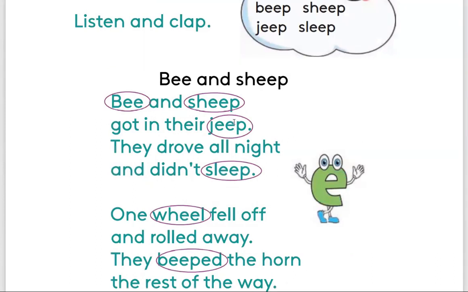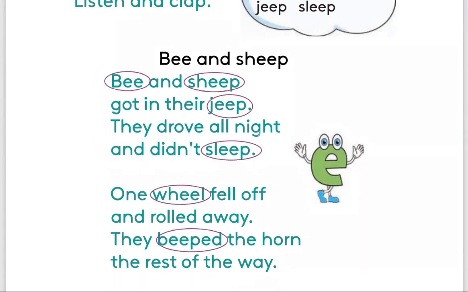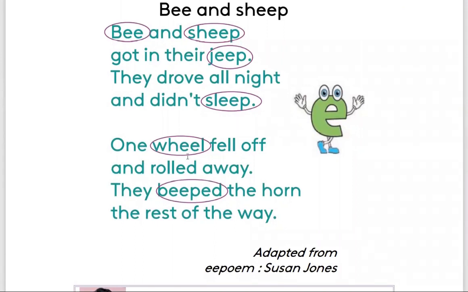Bee and sheep, they were two friends. There were two friends called Bee and Sheep. Bee and sheep were friends, right? They took their jeep and drove all night. They went somewhere in the jeep, right? And didn't sleep. They didn't sleep even at night. They drove all night, right? Then what happened to the jeep? One wheel fell off, then rolled away.